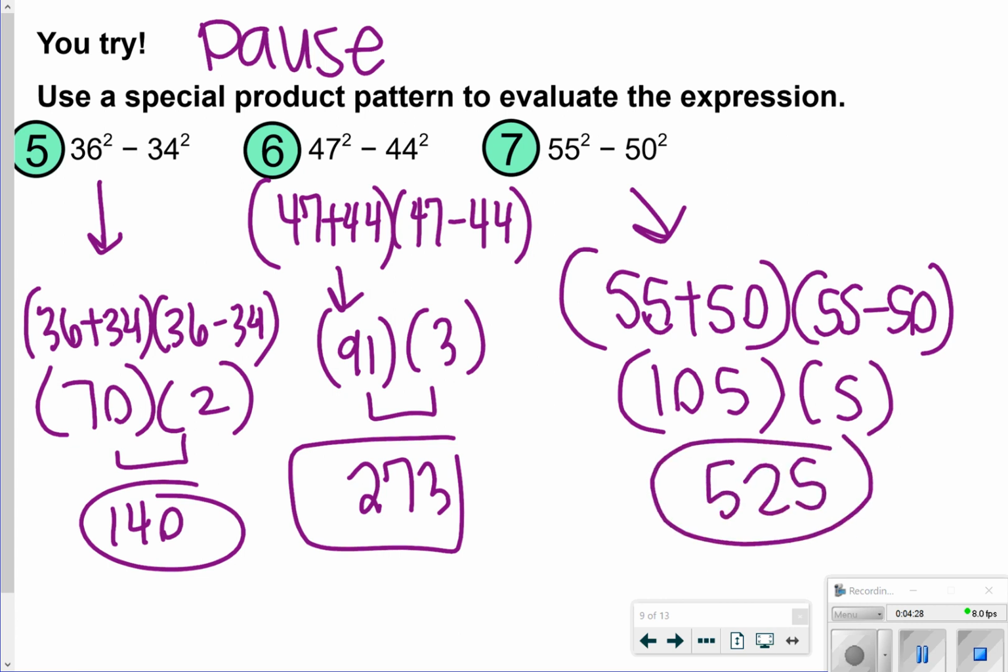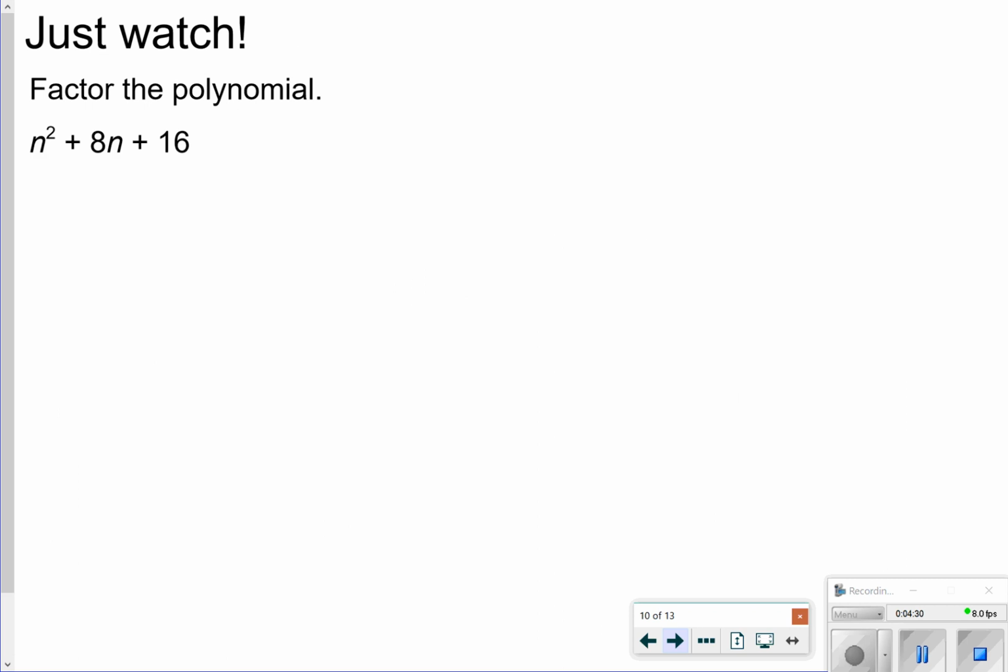There we go. The last thing we're going to see is whenever we factor a polynomial, and we're going to have essentially a squared answer. So we would factor this polynomial just like we learned a few lessons ago.